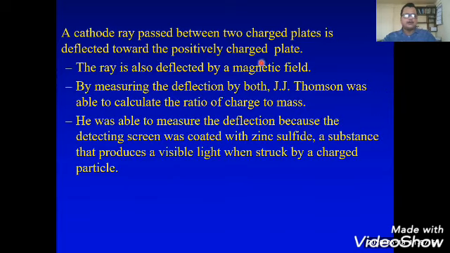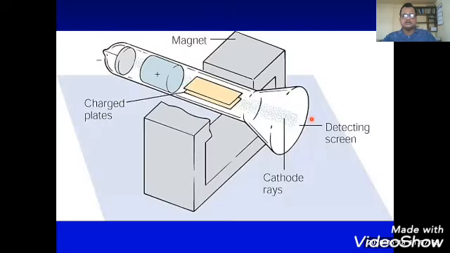So these are the properties of cathode rays which we are discussing now, and this is the apparatus which was used by Sir J.J. Thomson. This is a cathode ray tube, and these are the electrically charged plates, and this is a magnetic field which is applied. The electric field and magnetic field are perpendicular to the direction of the cathode ray. So the cathode ray travels in this direction, and perpendicular to it you have an electric field, and also perpendicular to it we have a magnetic field.